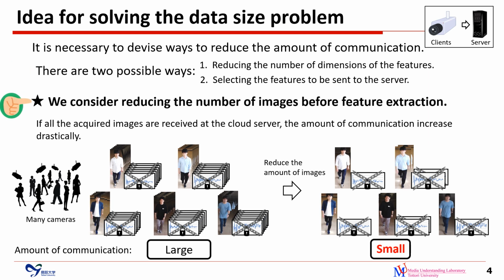We consider reducing the number of pedestrian images before feature extraction. Many pedestrian images are acquired as a person walks in the field of view of a camera client. If all the acquired images are received at the cloud server, the amount of communication increases drastically. We aim to reduce the amount of communication by reducing the number of images.